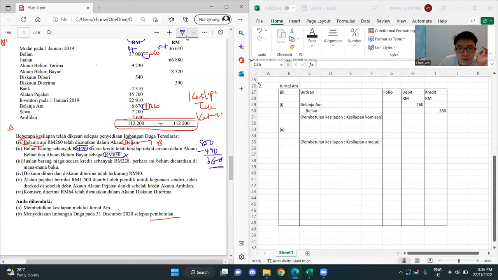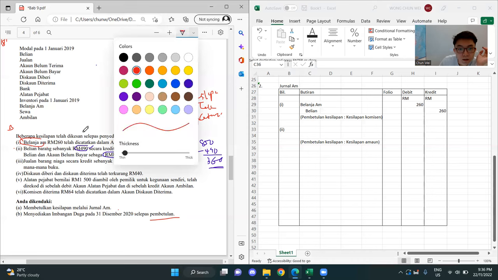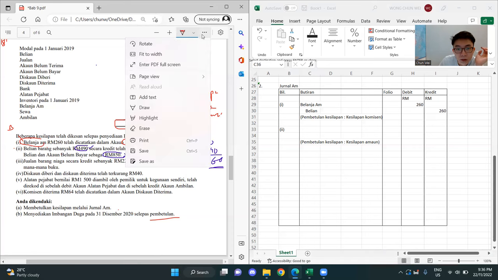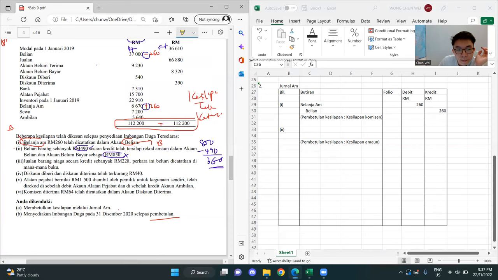You see, let's do a hypothesis. The first one here, your belian, 260 is in the front. And this is what we follow. This is the correct one. Belian barang sebanyak 490. The front amount is the correct amount. And then the one at the back is the wrong one. Okay, look at number three later. But then let's highlight first. This is the correct one.